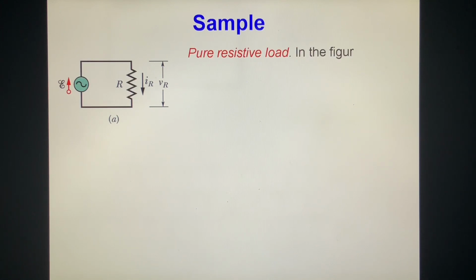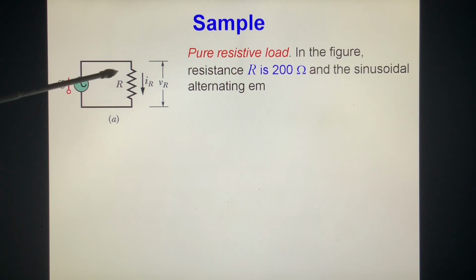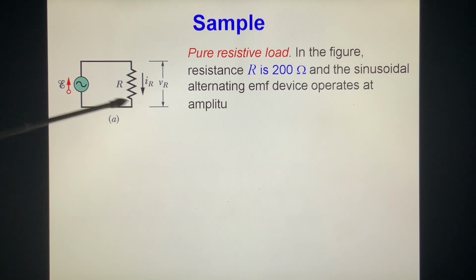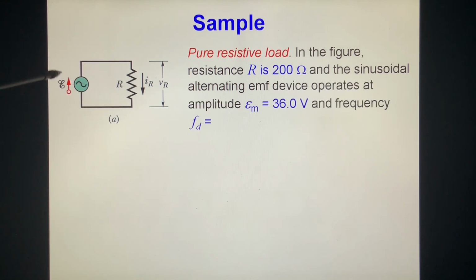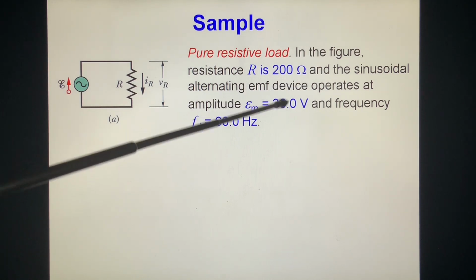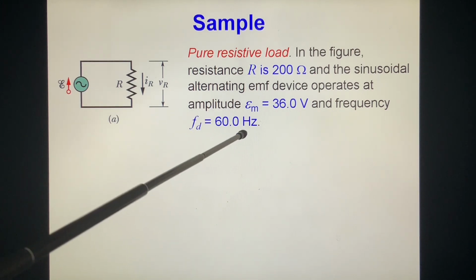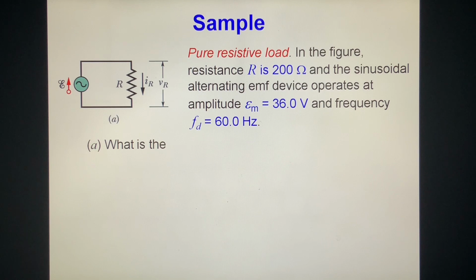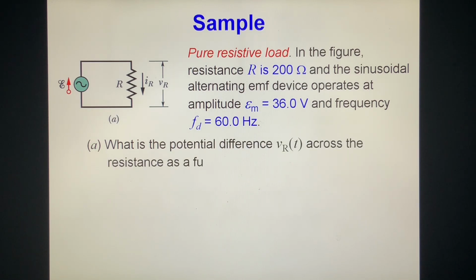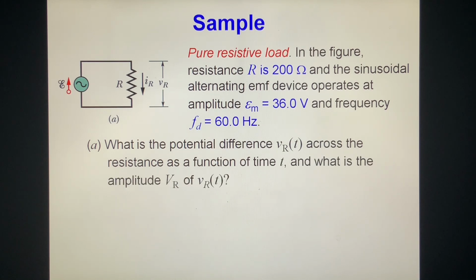Sample: pure resistive load. In the figure, resistance R is 200 ohm, and the sinusoidal alternating electromotive force device operates at amplitude EM 36.0 volt and the frequency 60.0 hertz. Question A. What is the potential difference VR across the resistance as a function of time t? And what is the amplitude VR of VR?